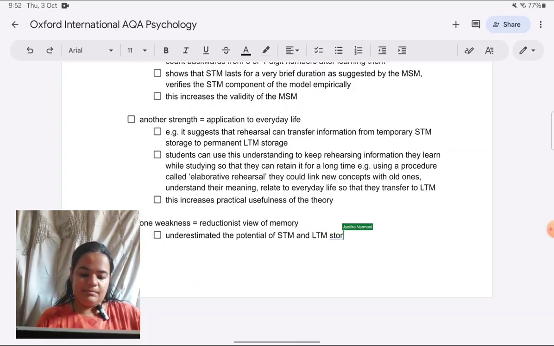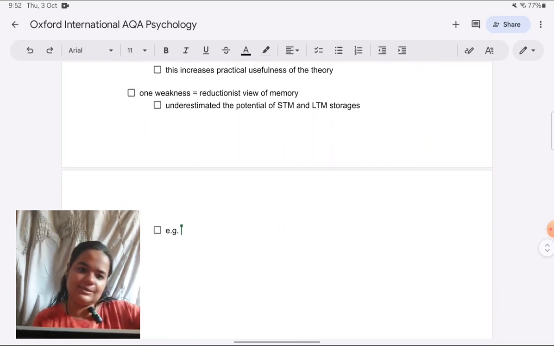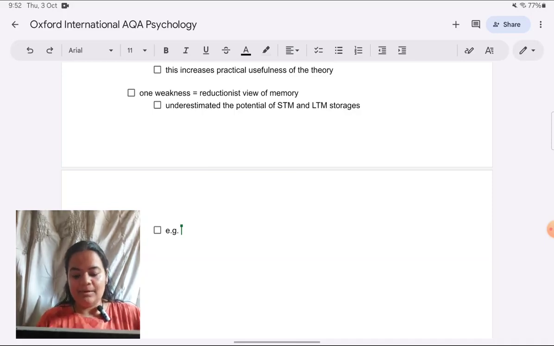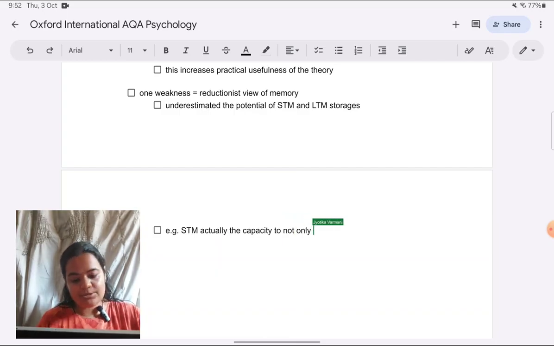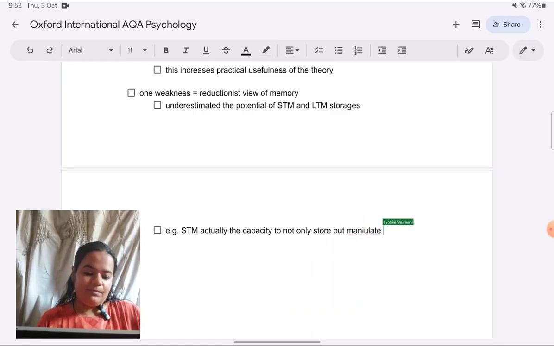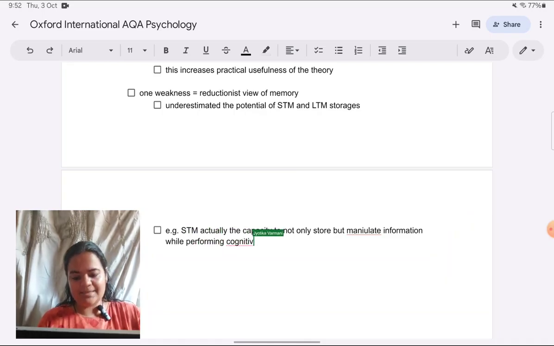For example, in LTM we saw there are types of long-term memories which have been discovered. That is not discussed in this model. But right now I would like to take the example of STM. So for example, STM actually has the capacity to not only store but manipulate information while performing cognitive tasks, as demonstrated by Baddeley and Hitch.